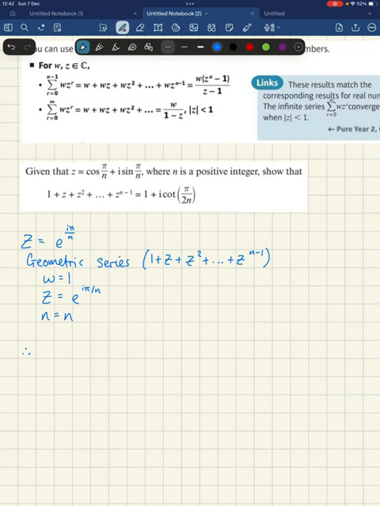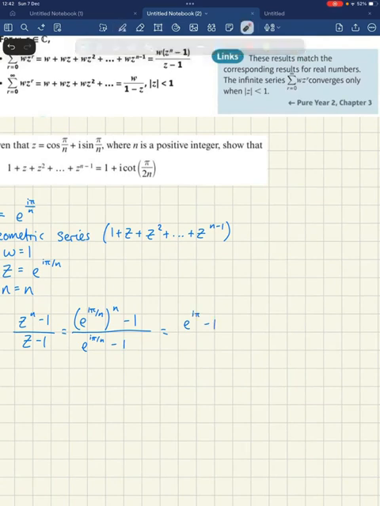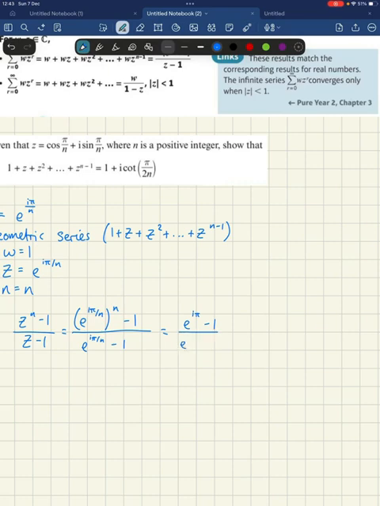So w was just 1, so what we've got is z to the n minus 1 over z minus 1, which is equal to e to the i pi over n raised to the power of n, minus 1, all over e to the i pi over n minus 1. So what this gives us is e to the i pi minus 1, because when we multiply the indices, n and over n will cancel, and we're over e to the i pi over n minus 1.